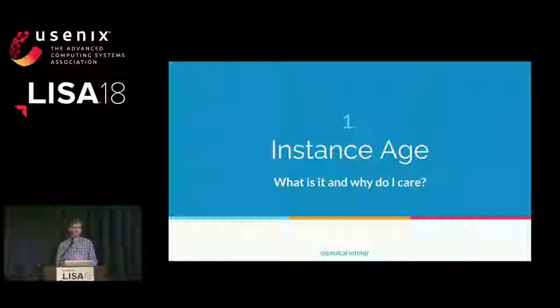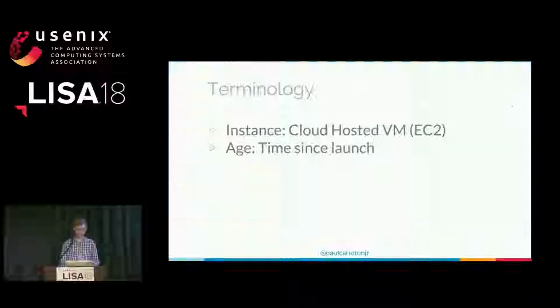So the first thing I want to talk about is instance age. What is it and why do we care? When I say an instance, what I'm talking about here is a cloud-hosted virtual machine, an EC2 instance, for instance. And when I say age, I don't mean the age of the actual hardware or the uptime. I mean the time since we called the launch API call.